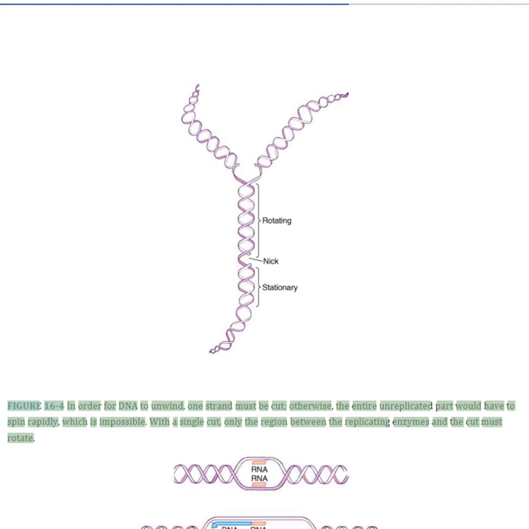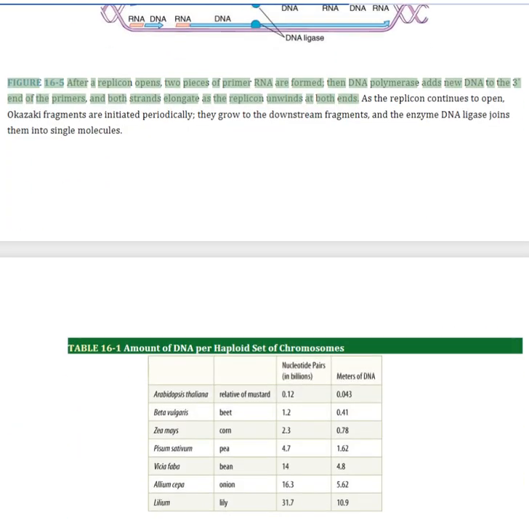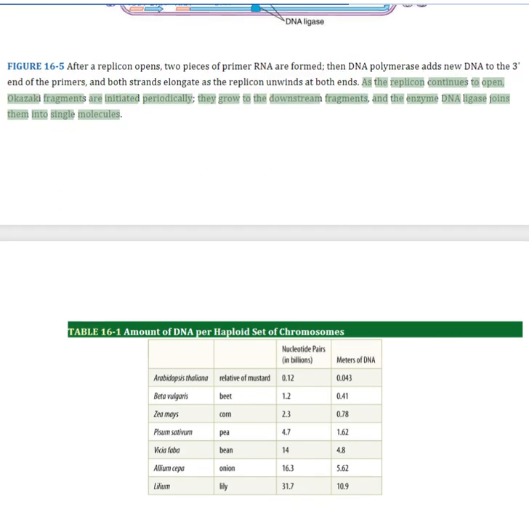Figure 16. In order for DNA to unwind, one strand must be cut, otherwise the entire unreplicated part would have to spin rapidly, which is impossible. With a single cut, only the region between the replicating enzymes and the cut must rotate. Figure 16. After a replicon opens, two pieces of primer RNA are formed, then DNA polymerase adds new DNA to the 3' end of the primers, and both strands elongate as the replicon unwinds at both ends. As the replicon continues to open, Okazaki fragments are initiated periodically, they grow to the downstream fragments, and the enzyme DNA ligase joins them into single molecules.